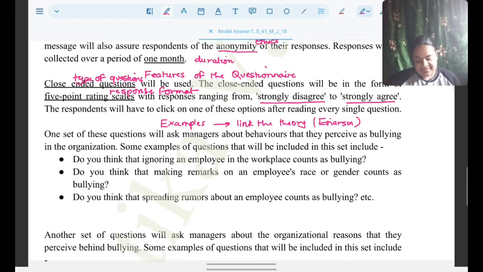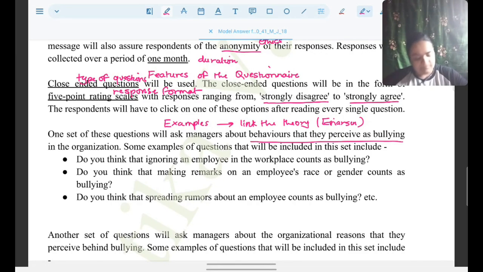Okay. Here what I've mentioned is one set of these questions will ask managers about behaviors that they perceive as bullying. Where is this coming from? This is coming from the Cyc Cat study. Didn't he mention which behaviors account for bullying in the workplace? I have directly lifted the ideas from there. And that is what we are expected to do as students.